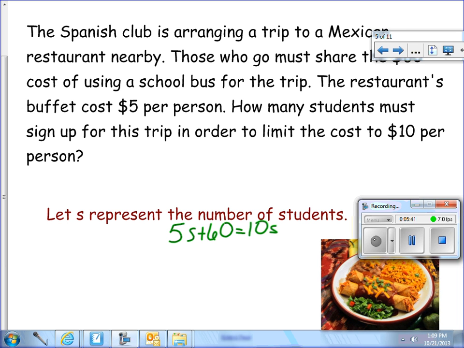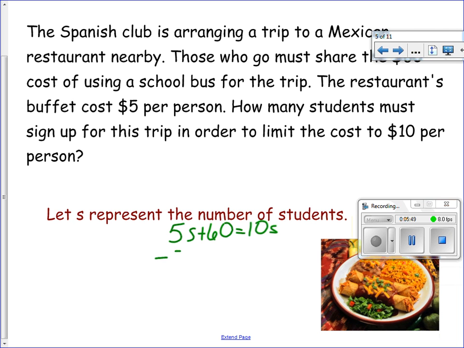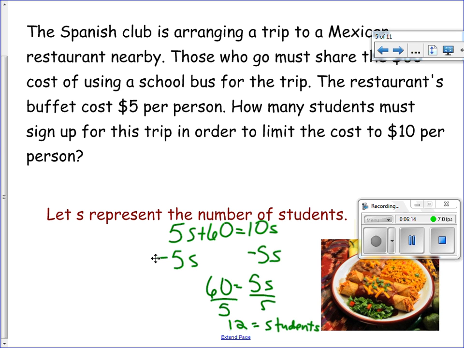So how many students will have to go on this trip in order for them not to have to pay more than $10? I'm going to solve this. How many students can go? So 12 students will be your final answer. Again, you use the information that was in there, the constant term that everybody had to share the expense, plus their buffet that they had to pay for, and they did not want to go over $10 per person.